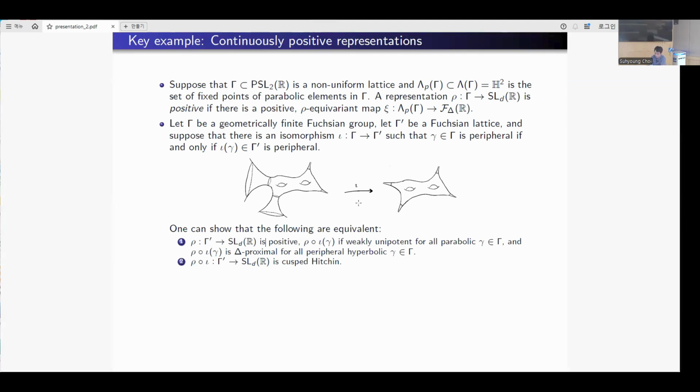The first one, I just look at the right-hand side, my Gamma prime, so I have a lattice. I have a representation rho from Gamma prime to SLDR that's positive, with the property that rho composed with iota of gamma is weakly unipotent for all gamma in Gamma, and rho composed with iota of gamma is delta proximal for all peripheral hyperbolic gamma in Gamma. What does it mean? You have a positive representation with the property that if you look at this cusp, if it came from a cusp, then it has to be sent to a weakly unipotent element. And if you look at this cusp here, if it came from a flare, then it has to be sent to a delta proximal element.